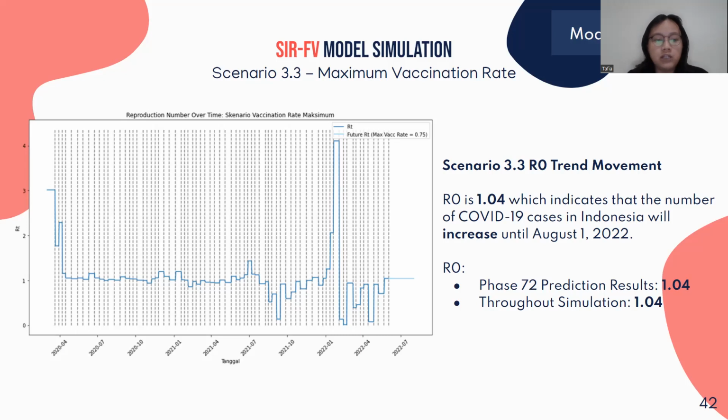Vaccination cannot be completed only once because the CRFV model also considers the characteristics of the vaccination itself. After some time, the antibodies formed by vaccination will drop, so you will need another booster. So the vaccination here is not only the first vaccine; there must be a continuous booster to maintain the antibody. Because if there is no booster, the vaccinated will be susceptible again.